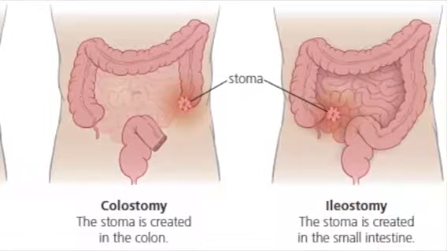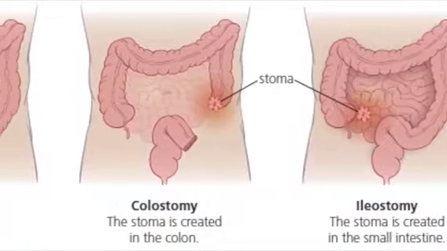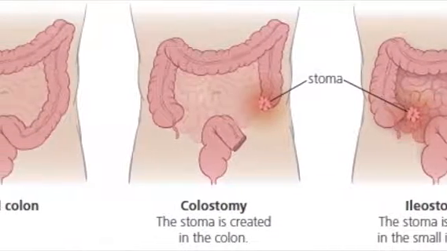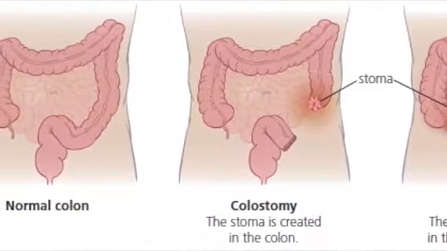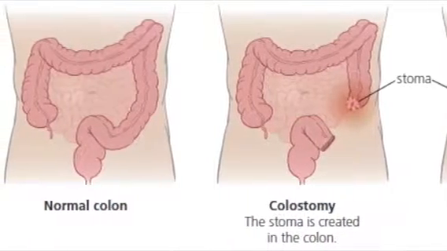It's important to note the difference between colostomy and ileostomy. Ileostomy is a stoma created in the small intestine, whereas a colostomy is a stoma created in the colon, and this is a picture of a normal colon.